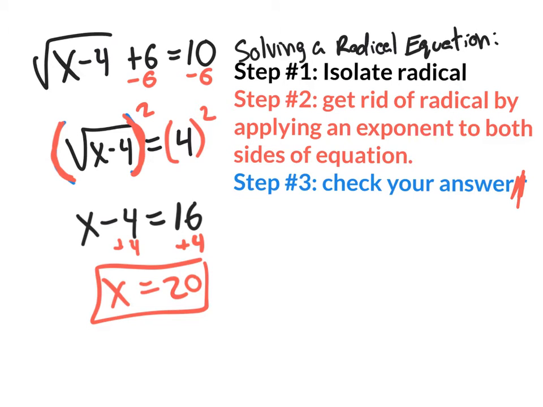So that's why I'm saying, to get rid of the radical, you have to apply the exponent of whatever that radical is. So if you have a fifth root, apply the fifth power. If you have the third root, apply the third power on both sides. Are you with me? Cool.